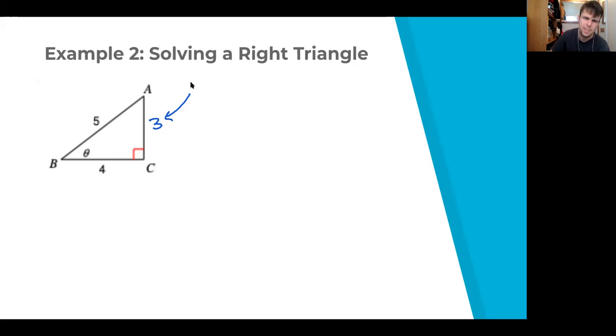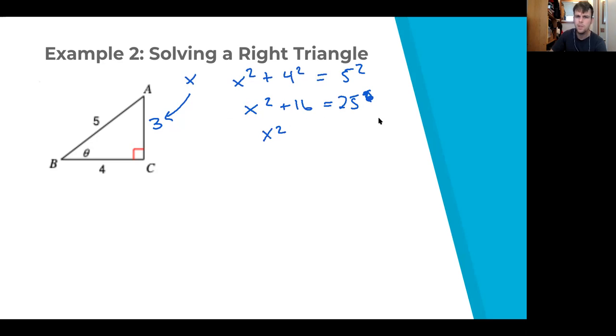Again, let's just pretend we call this x. We could solve for this as well. X squared plus 4 squared equals 5 squared. X squared plus 16 equals 5 squared. Oh, sorry, that's 25. Let's just go that way. That is x squared, subtracting 16 from both sides equals 9. Taking the square root, we get x is 3, right? So same thing, but if we notice this, that would be useful there.